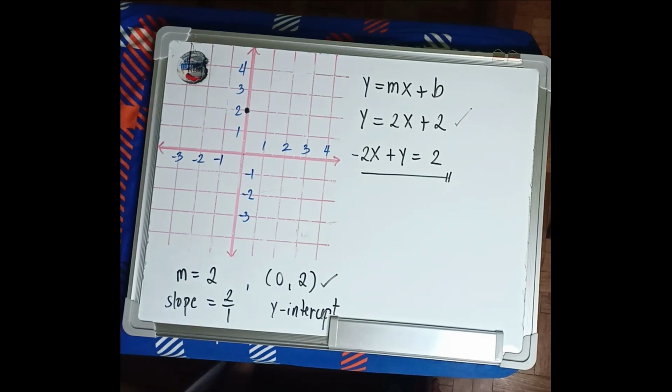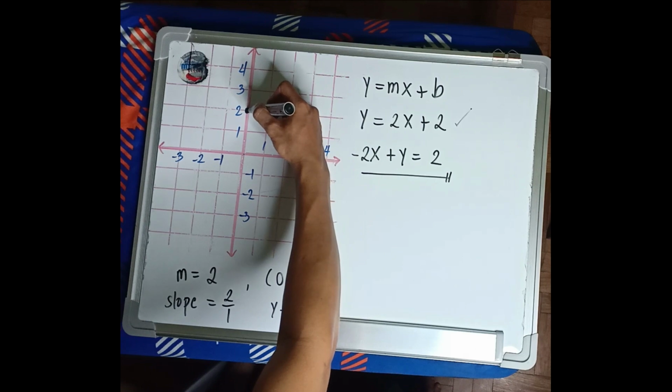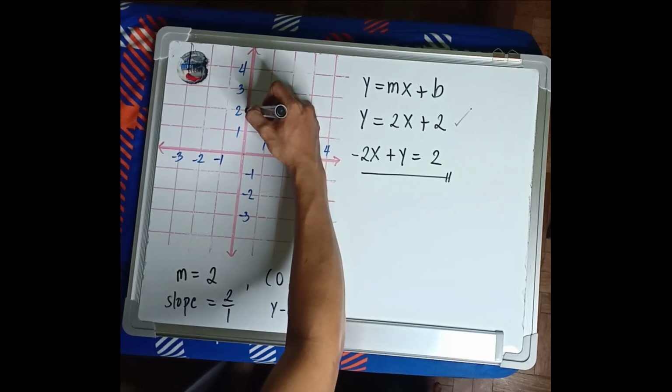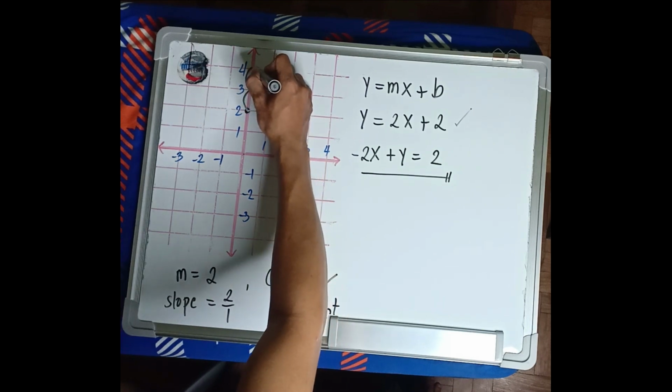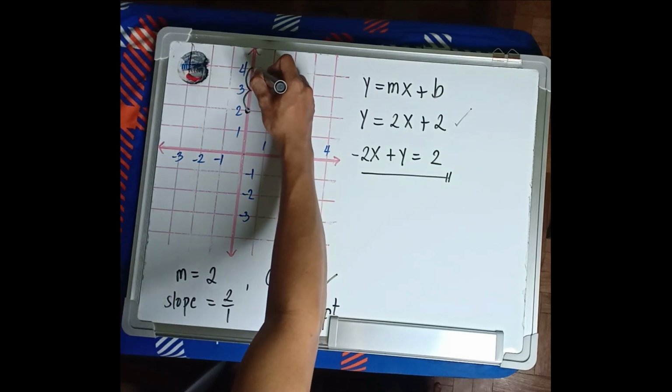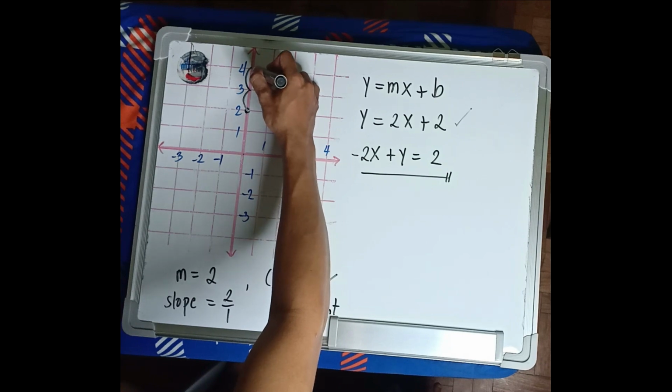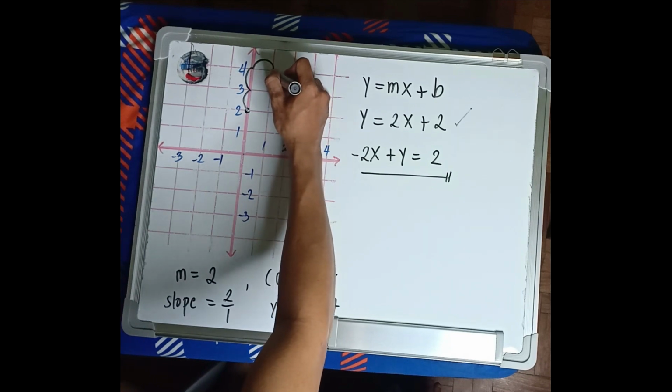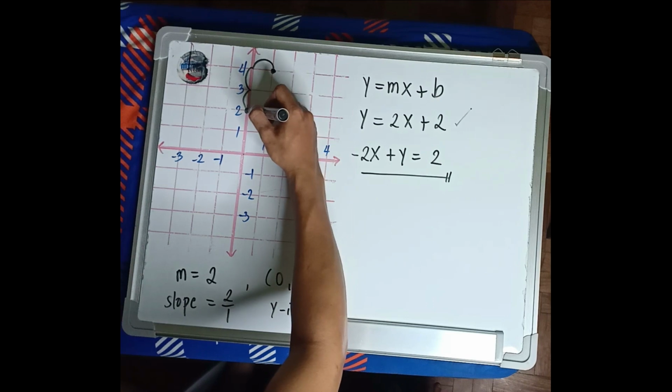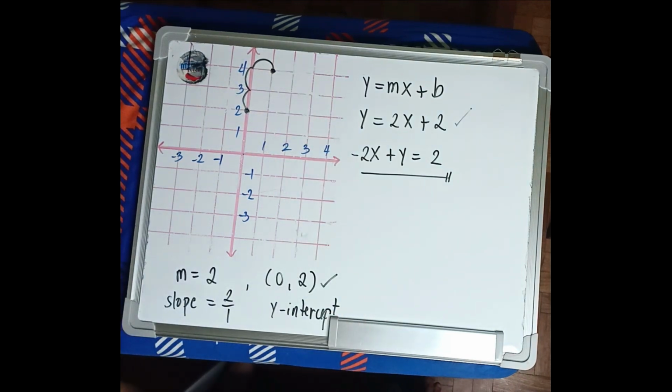Then, using our slope, we have to start from this point. So our slope is 2 over 1. So we have to move upward twice, 1, 2. And our run is 1, so we have to move 1 to the right. And then, since we already have the 2 points, we just need to connect the 2 points. That will be the equation of the line and its graph.